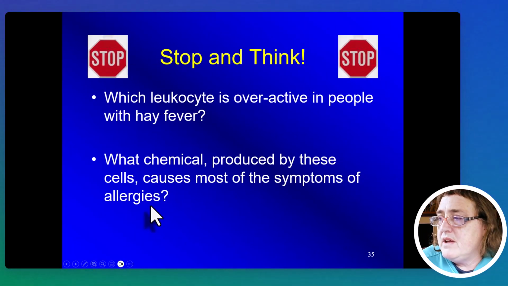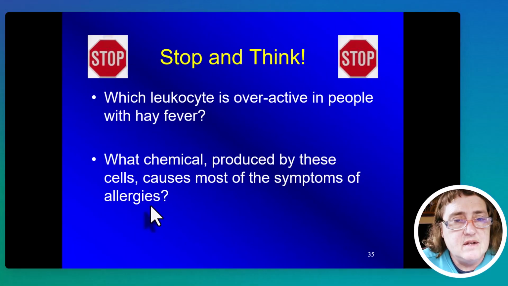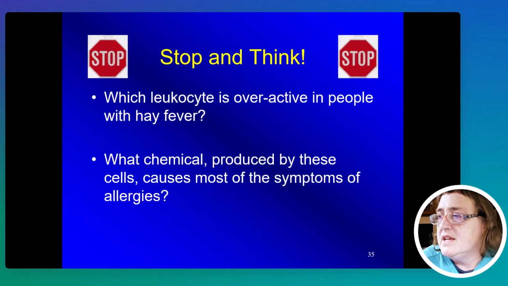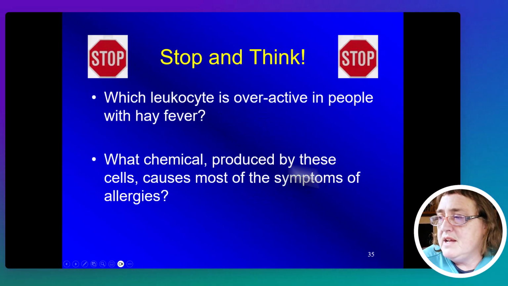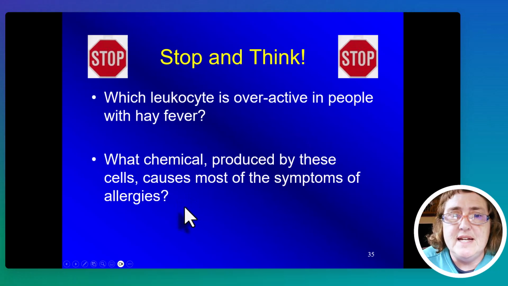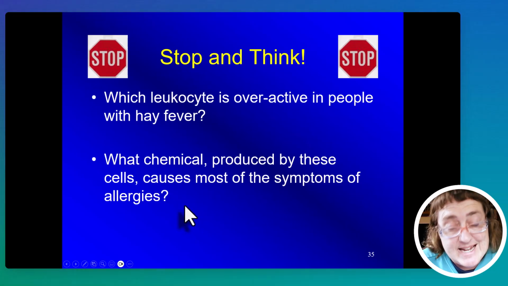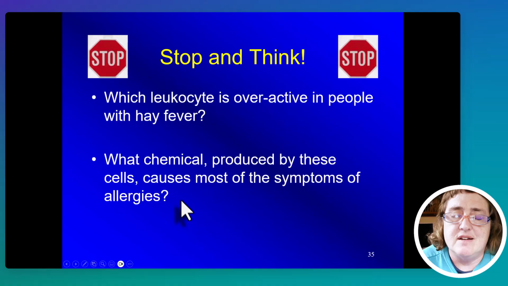So think about, if a person had hay fever, you should know now which leukocyte is the most common or overactive in a person with an allergic reaction. That would be a basophil. Okay, what chemical produced by these cells causes most of the symptoms? That would be histamine, which is why we take antihistamines when we try to treat an allergic reaction.